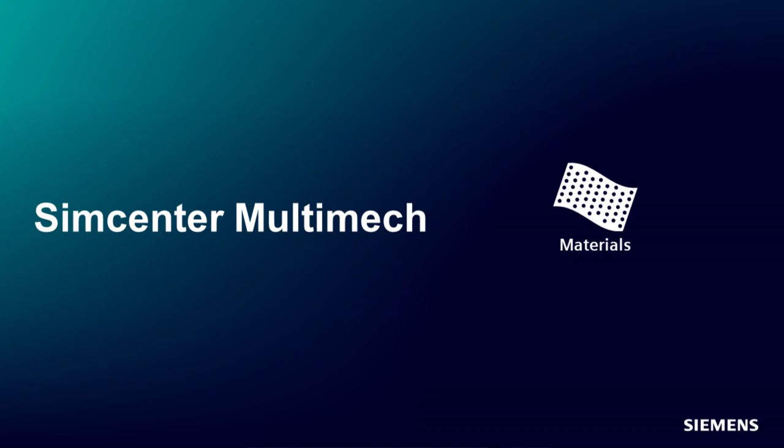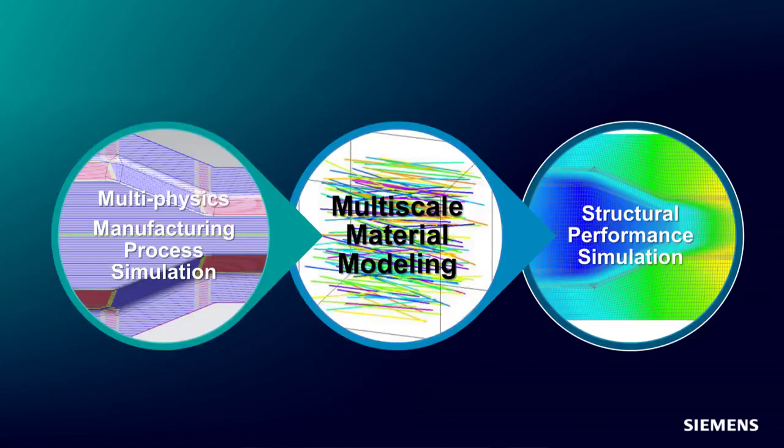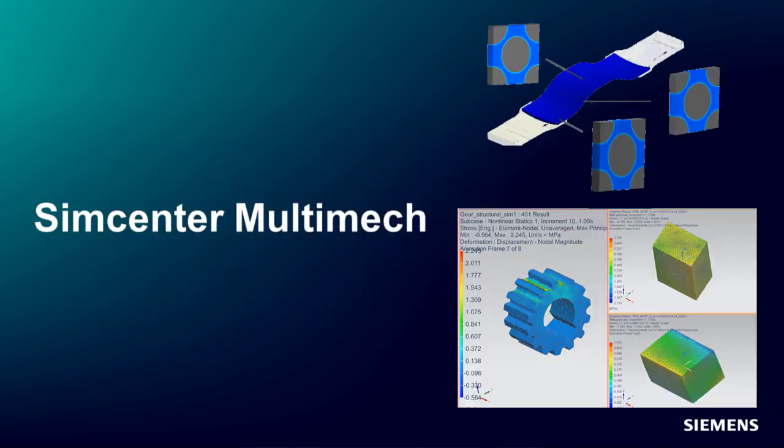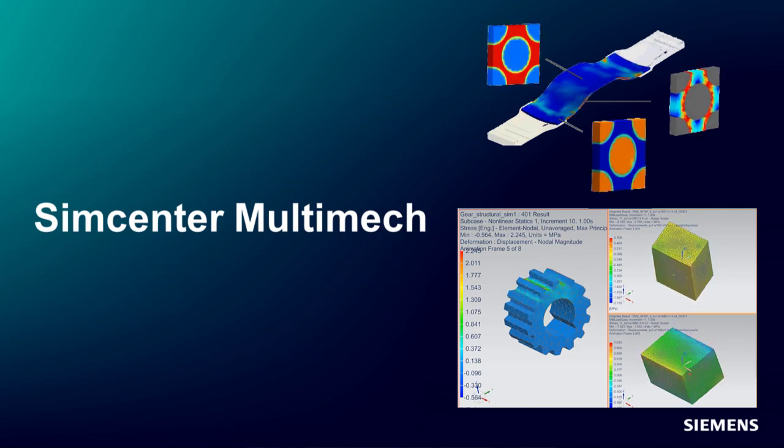help you predict how, when, and why advanced materials fail at the microstructural level. Materials often have very small imperfections, things like inclusions or voids, which you can model and simulate in Simcenter Multimech. This, combined with a structural solver, helps you predict product performance at a macro level. Simcenter Multimech ultimately helps you more accurately predict how products made with advanced materials will perform.